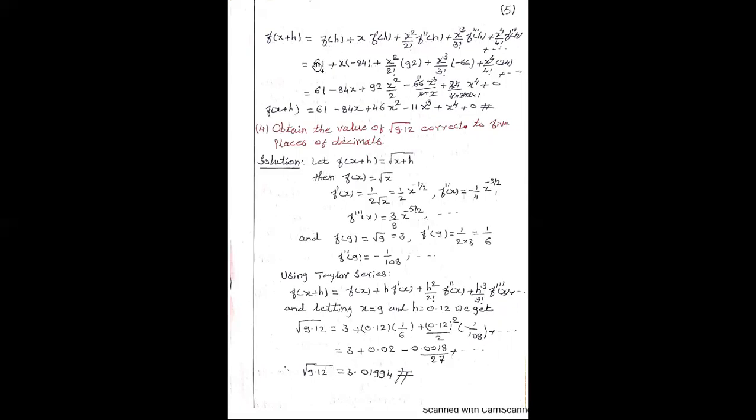F of h is known, put that value is equal to 61, then put this x as it is. F dash of h is minus 84, then this is x square upon 2 factorial, f double dash of h is 92, x cube upon 3 factorial, this is equal to minus 66, x to the power 4 upon 4 factorial, this is equal to 24.